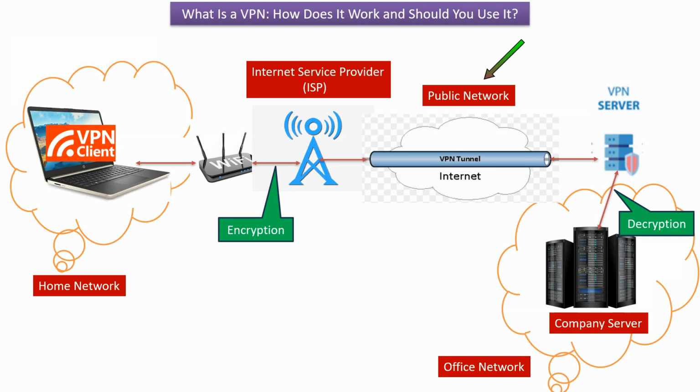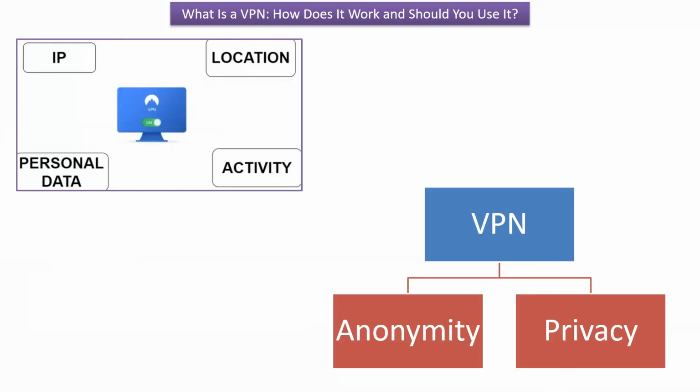At no point in time will the people sitting in a public network know where the request is coming from and where the request is going, because it is all managed by the VPN server. There is a possibility you are accessing the company server from India, the VPN server is in the UK, and your company server is in the United States.